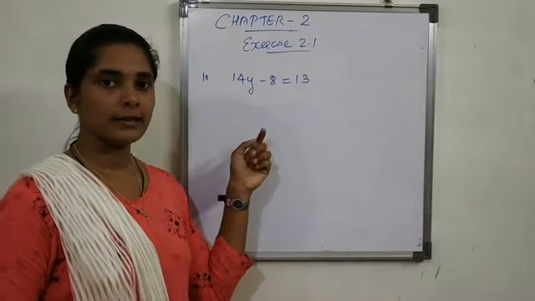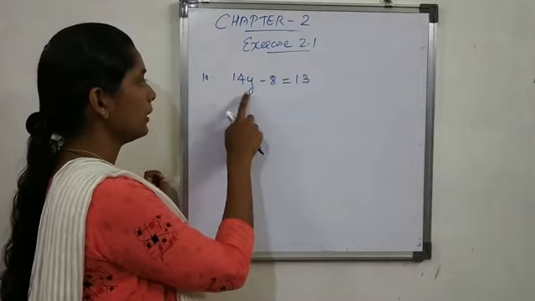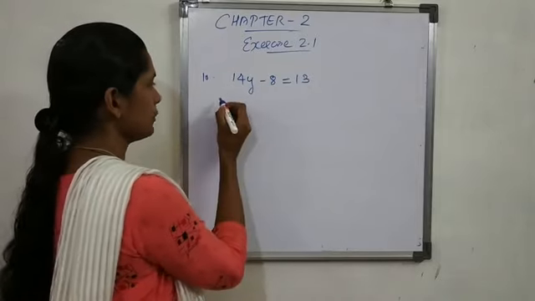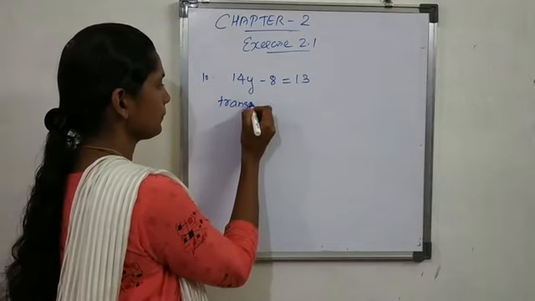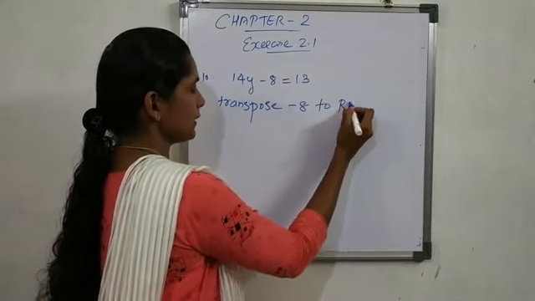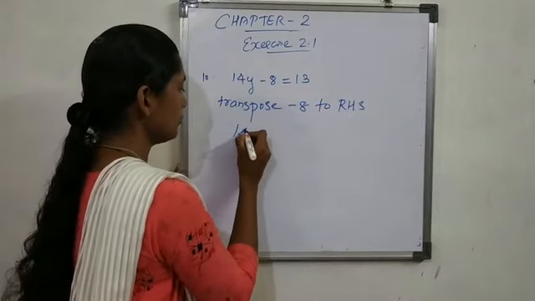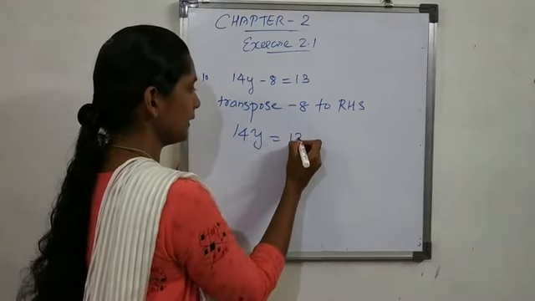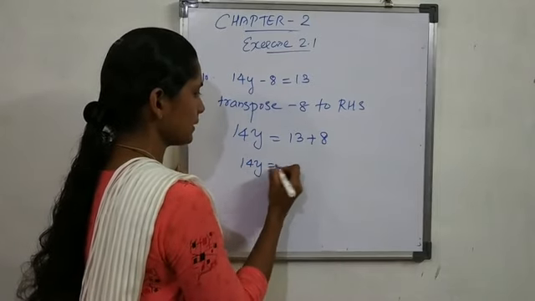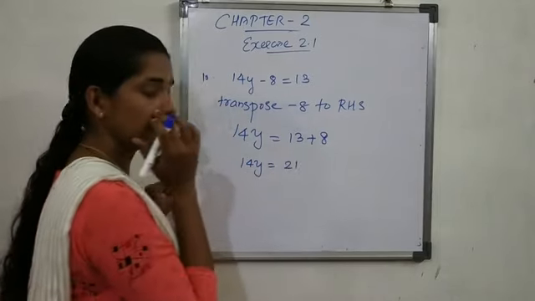So this is the last question of today's. 14y minus 8 is equal to 13. First we have to transpose minus 8 to the right side. That is 14y is equal to 13 plus 8. This 14y is equal to 21.